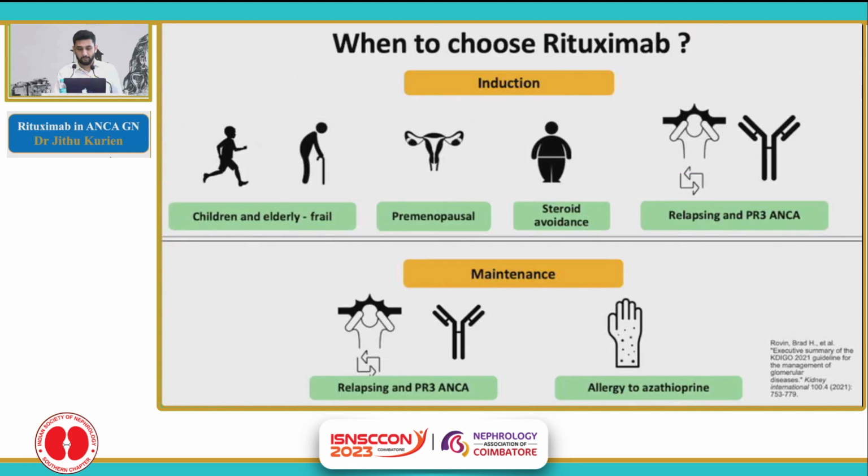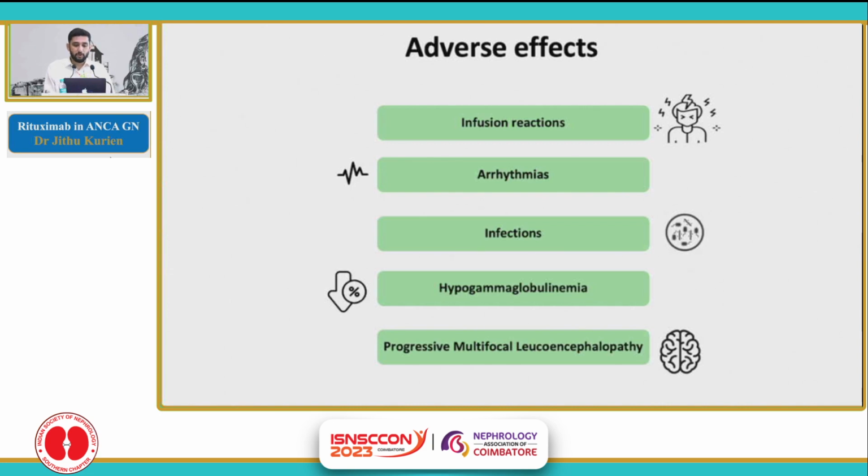So what are the special scenarios in which you will be careful about choosing? Rituximab could be chosen over cyclophosphamide in children and the frail elderly. In a premenopausal woman, we already know the ovarian reserve is poor and we don't want to lose it. And in patients in whom we want steroid avoidance, and more importantly, if you see a PR3 positive disease, relapsing disease, choose rituximab over cyclophosphamide. When it comes to maintenance therapy, in relapsing and PR3 ANCA, choose rituximab over azathioprine, and obviously with allergy to azathioprine, you need to choose it. As for adverse events, you have to be careful about infusion reactions, arrhythmias, infections, hypogammaglobulinemia, and PML.